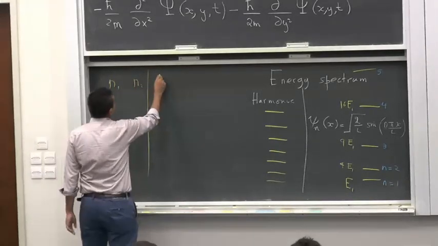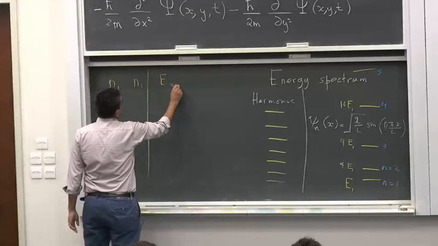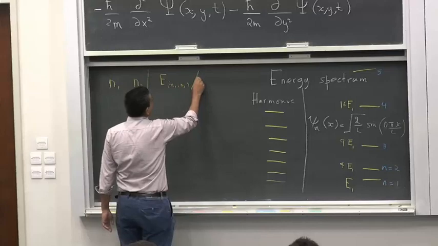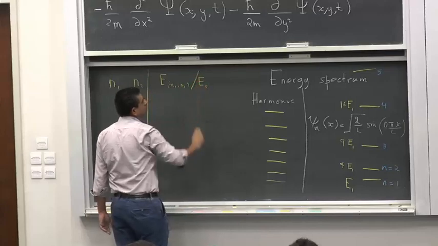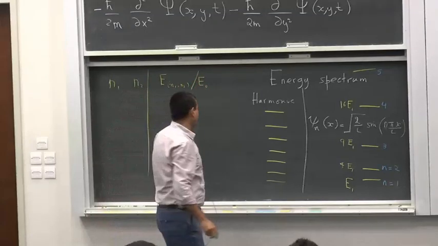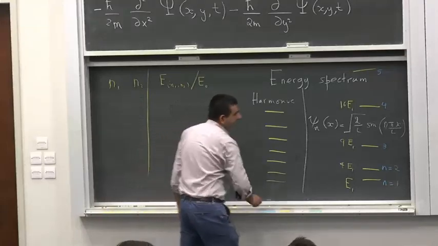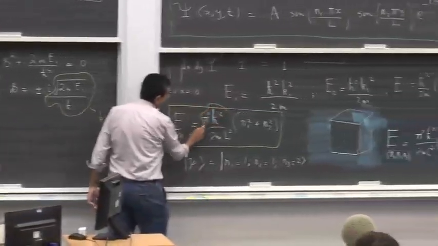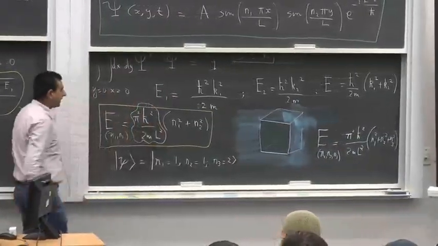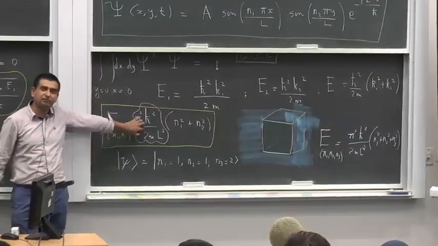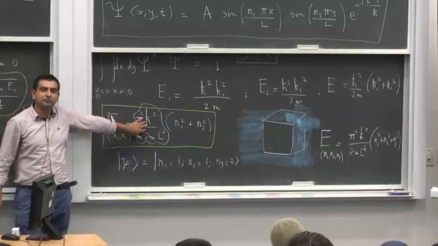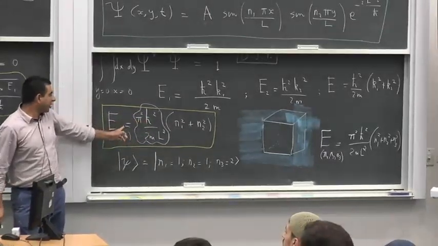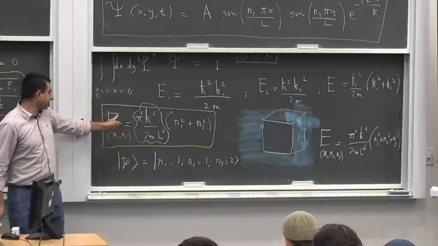And here I have the energy as a function of N1, N2, and I'm writing this energy in terms of E naught, where E naught I'm going to define as this term over here. This is my E naught. I define this to be E naught, so I don't have to write this over and over again. I just write down my energy in dimensionless units as E over E naught.